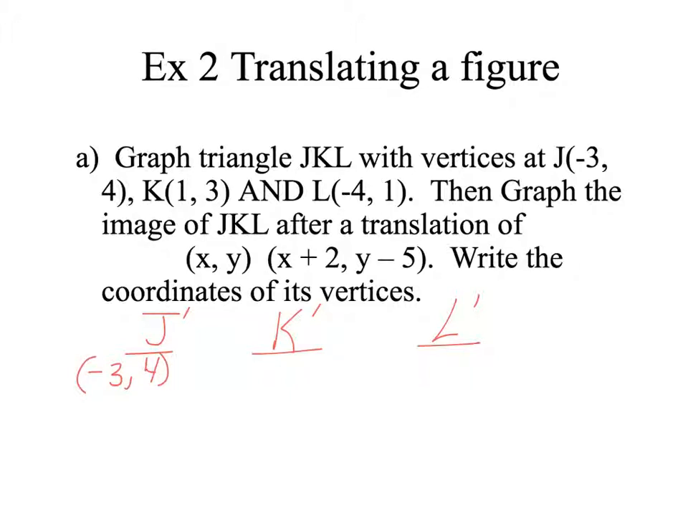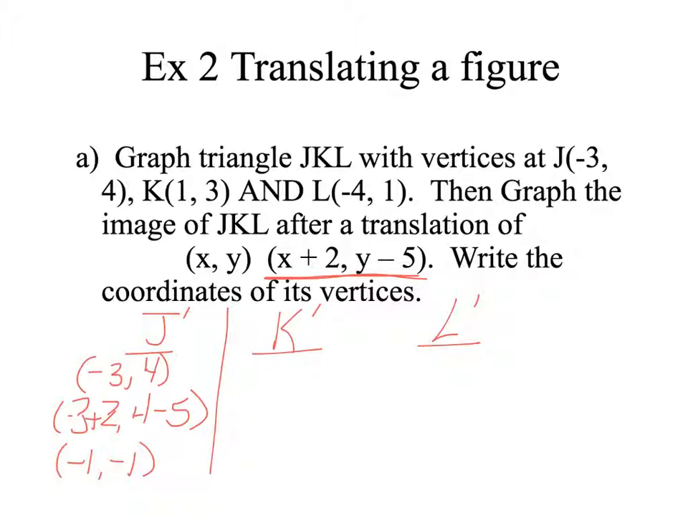I'm being told that it's translating by x plus 2 and y minus 5. So that's going to be -3, that's my x value, plus 2, and that's going to be my y value, which is 4, minus 5. Well, -3 plus 2 is -1, and 4 minus 5 is also -1. So J prime is going to be at the point -1, -1, after the transformation.